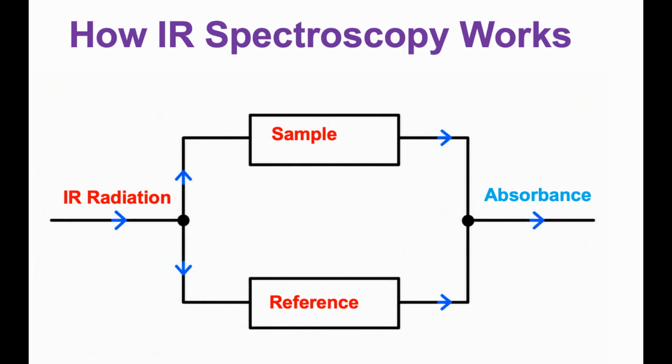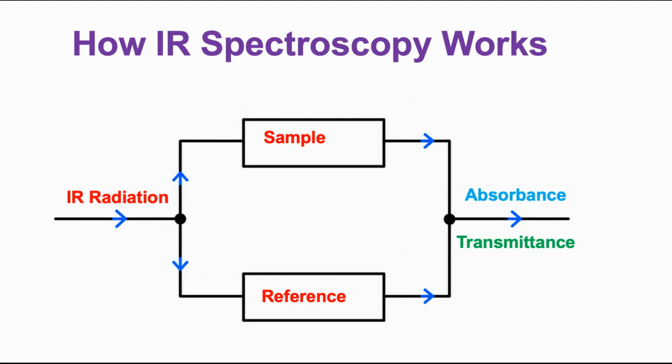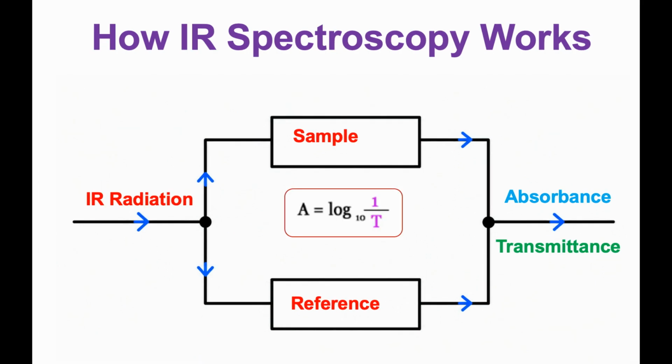So you can actually measure the sample absorbance, or you could also measure the transmittance. Remember, the absorbance and transmittance are inverse. So the higher the absorbance, the lower the transmittance. That means the higher the amount of infrared radiation absorbed, the less radiation transmitted. And we can relate absorbance and transmittance using this formula, where A equals log of 1 over T, or you could say A equals minus log of T.